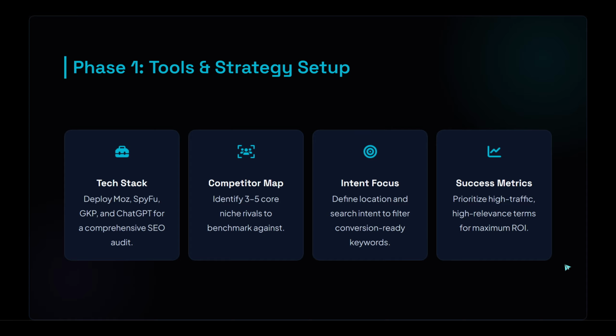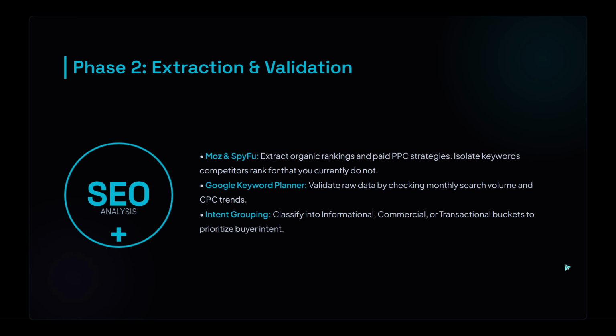Next, extract competitor keywords. In Moz, look up each competitor and find their top-ranking organic keywords. Note which terms bring steady traffic to their important pages. Then switch to SpyFu to analyze both SEO and paid keywords. Paid terms often signal high commercial intent, so they're great clues.